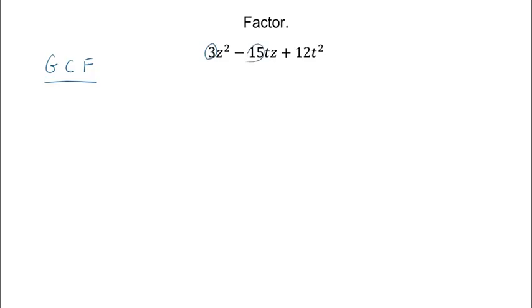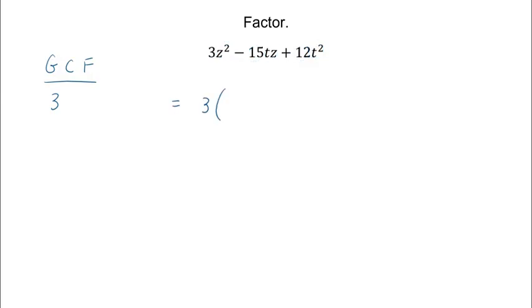3, 15, and 12. The largest number that will evenly divide all three of those is 3. So we know 3 will be the coefficient of our GCF. Then we look at the variable portion, z squared, tz, and t squared. And we find that none of these three terms have a variable factor in common. So there is no variable factor of our GCF, and our GCF is just 3.